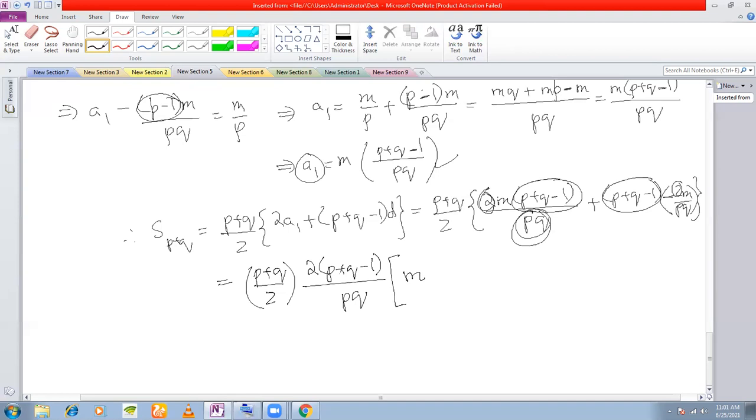And here, what are you left with? Here you see a negative sign here, isn't it? So you're only left with an M here. So M minus M, that means all this into 0, which is equal to 0. Therefore, the sum of first P plus Q terms is 0.